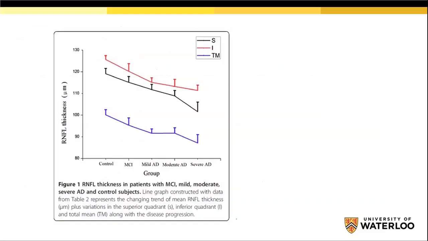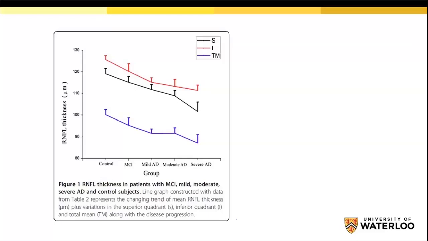This is the graph which illustrates the relationship between retinal nerve fiber layer thickness and severity of Alzheimer's disease. A precursor of Alzheimer's disease is mild cognitive impairment, so MCI. Then we go on to mild and moderate and severe AD, and across those categories, you can see that retinal nerve fiber layer thickness seems to reduce. However, it's not that simple, and we'll talk about that a little in a second.